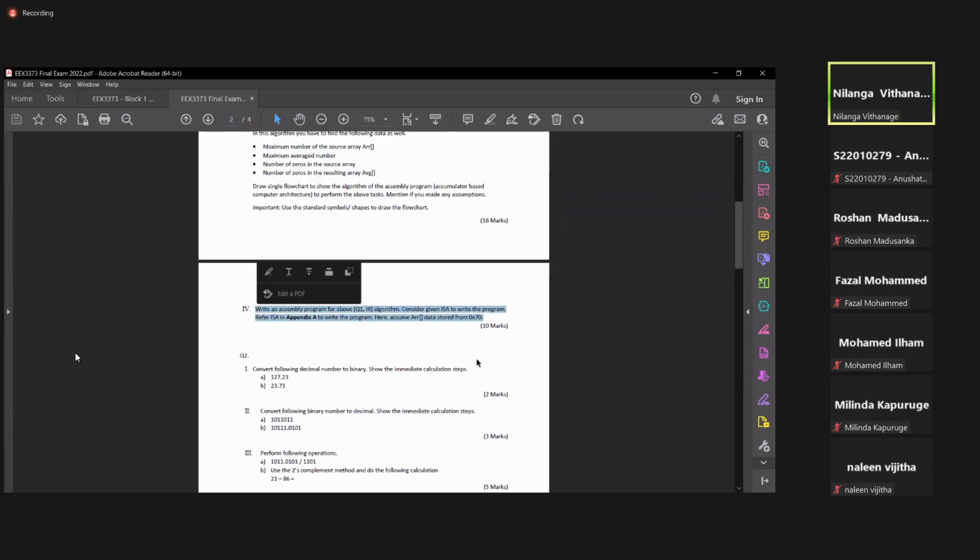Actually, this part we are covering in the lab. In day school we are not talking about assembly programming, but in the lab we are covering this part. You write assembly programs and you run them on a simulator.